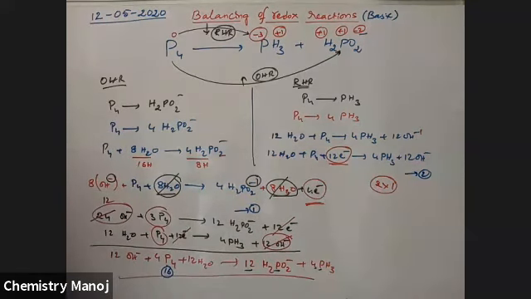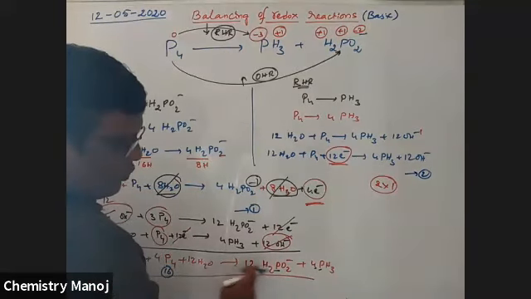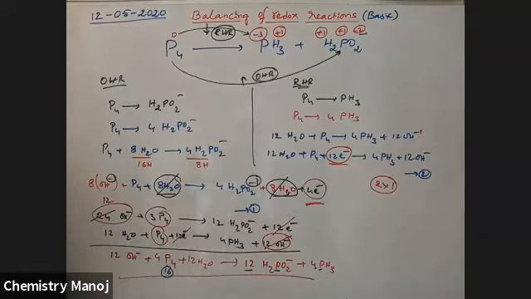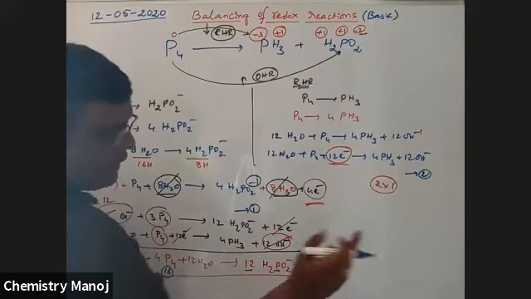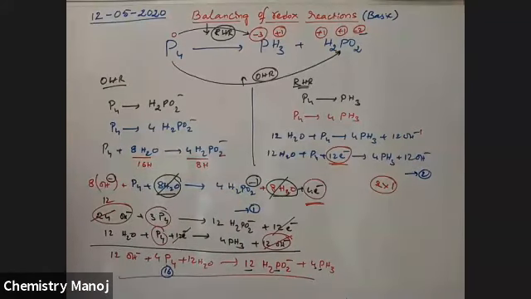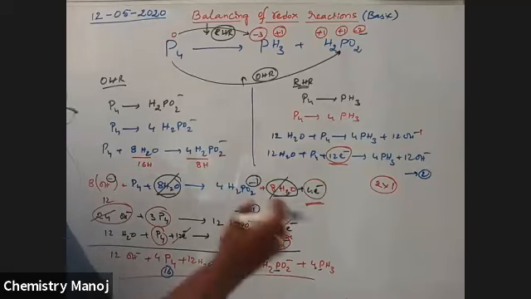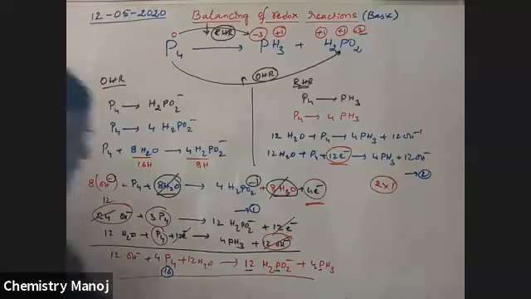Next, oxygen: 12 plus 12, 24 oxygen. Hydrogen: 12 plus 24, 36. Those are balanced. Charge 12 minus, it is 12 minus. Charge also balanced.